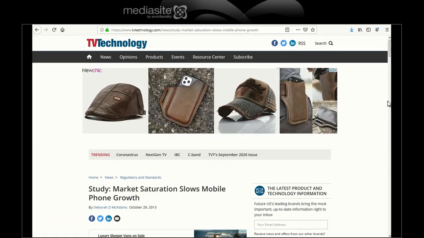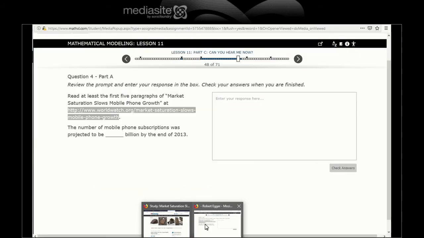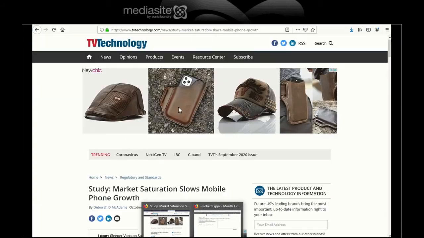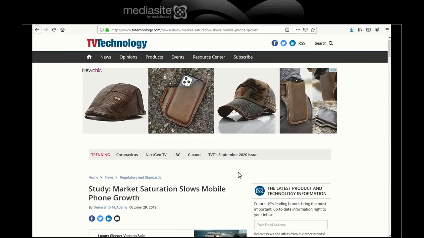Okay, I was having some trouble getting that website up, so I had to go searching elsewhere. If you want to do the pull-up on your own, you may have luck with what they had in the book. Otherwise, just use this one. It's what we want: study market saturation slows mobile phone growth, which is the same as here, just a different way of doing it, in a different place.